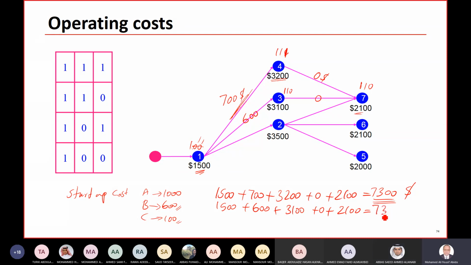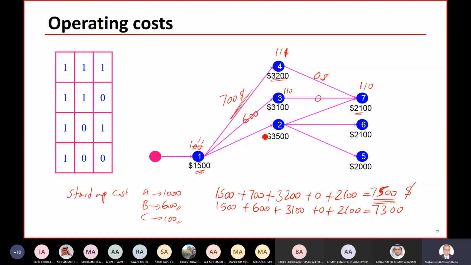7,300. I think the previous should be 7,500. Which one? Okay, we have here 1,500 plus 3,100, 4,600 plus 600, 5,200... Yes, this is 7,500, and this is 7,300. Okay? Is it clear? Yes. Okay, we finished this.